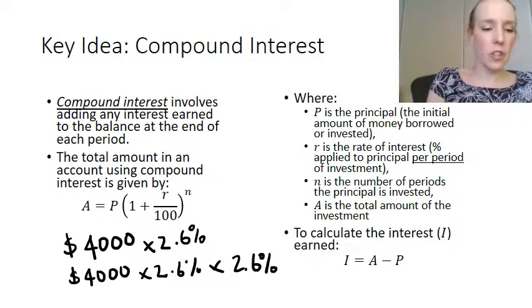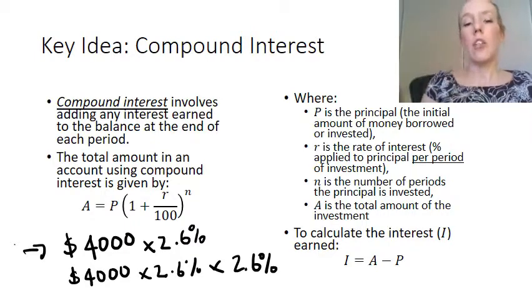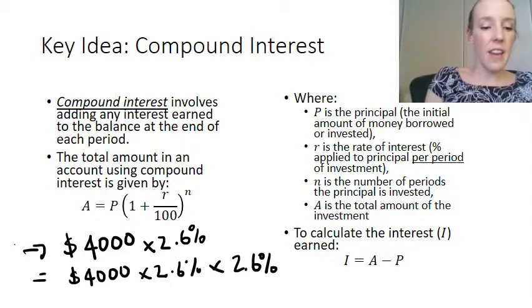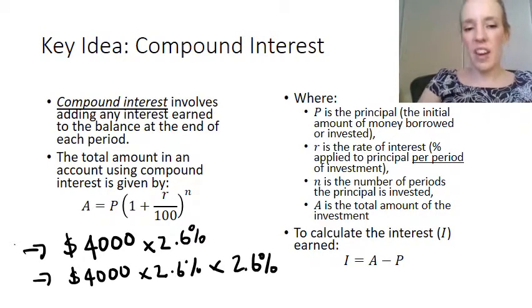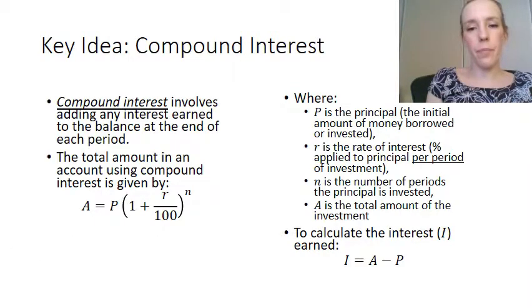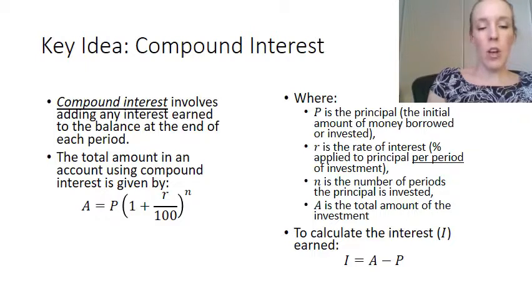So this is your first year or your first pay period here. So it's the $4,000 times your 2.6%, and then the next period it's compounding on that again, and the time after that it's compounding on that again. So this is how we're kind of getting like a power within this formula. Okay, so our formula here is A equals P in brackets 1 plus R over 100, to the power of n. So again, A is equal to our amount at the end.